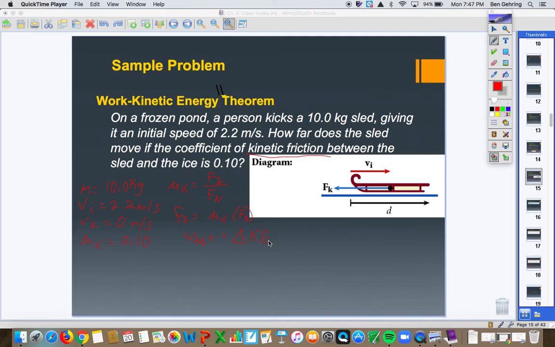All right, so here we go. Work is done by friction. So work is going to be my force due to friction, which is mu k times my normal force. And remember, my normal force equals mass times acceleration due to gravity. So here we go. My work is going to be equal to mu k, coefficient of kinetic friction, times my mass, times my acceleration due to gravity, times cosine of theta. In this case, it's horizontal, so it's going to be cosine of 180 degrees.